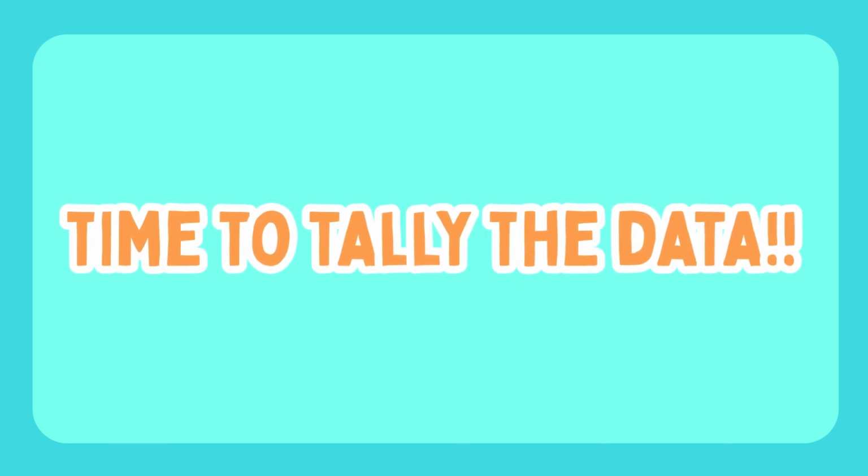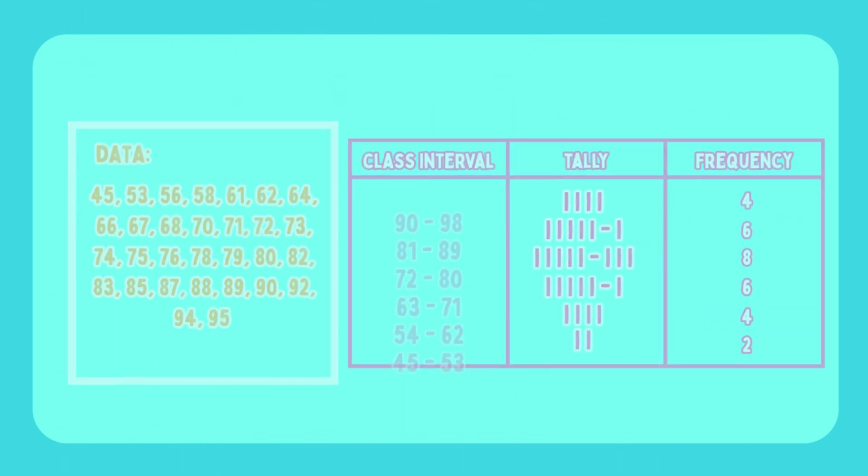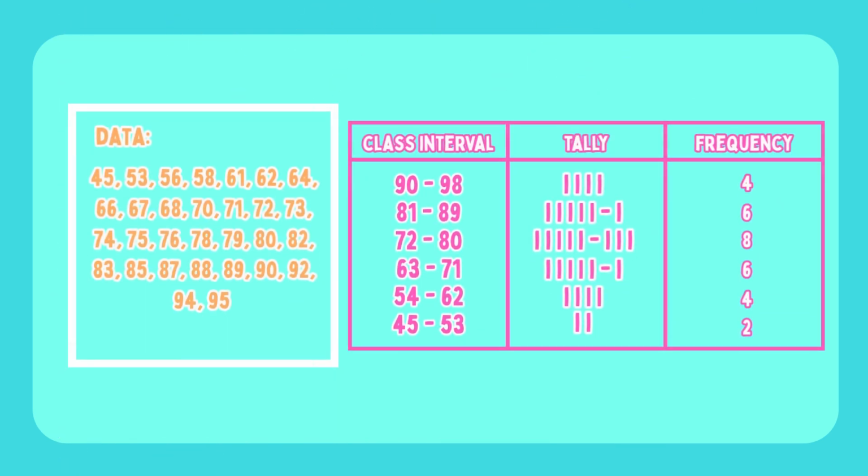Next, we are going to tally the data. Now, going back to the raw data and mark a tally for each value in the appropriate interval. For the score 45 to 53, we have 2 students. For the score 54 to 62, we have 4 students. For the score 63 to 71, we have 6 students. For the score 72 to 80, we have 8 students. For the score 81 to 89, we have 6 students. And for the highest score 90 to 98, we have 4 students.